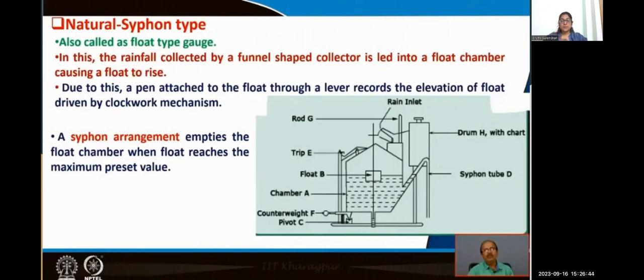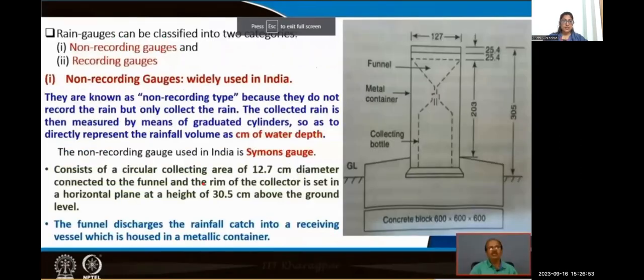In the tipping bucket type, the bucket tips, and the recording is done based on that. So these are the three major types of recording devices.